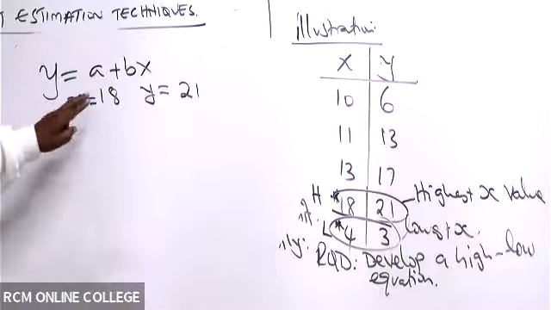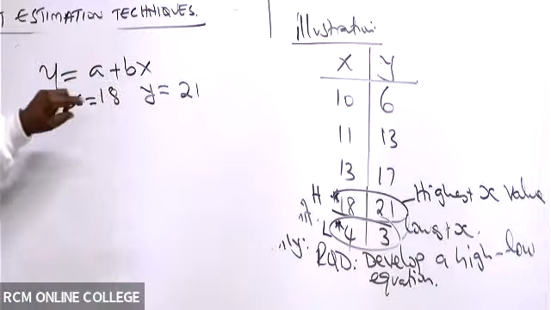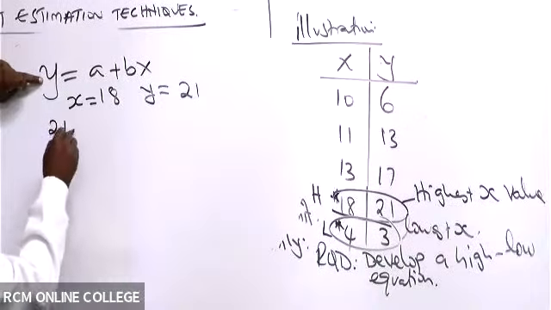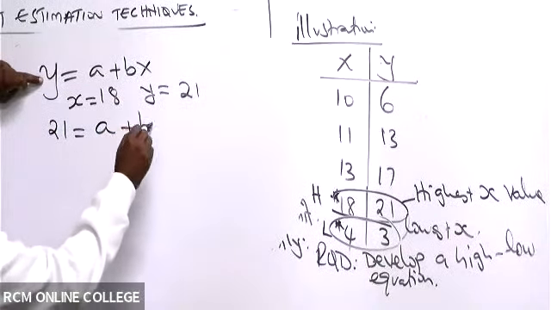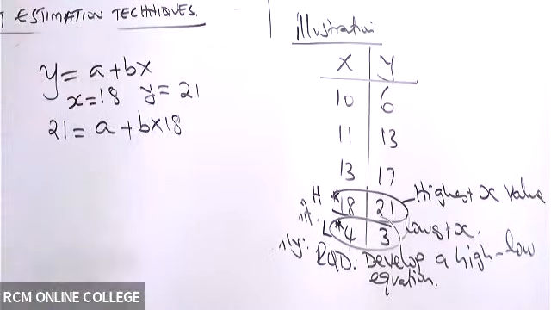So I'm writing these values in the equation. y is 21, equals a plus b times x, which is 18, like that. So this is equation number 1. Don't simplify it first. That is equation number 1.